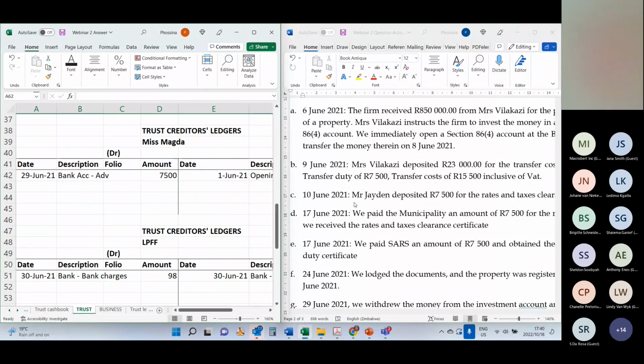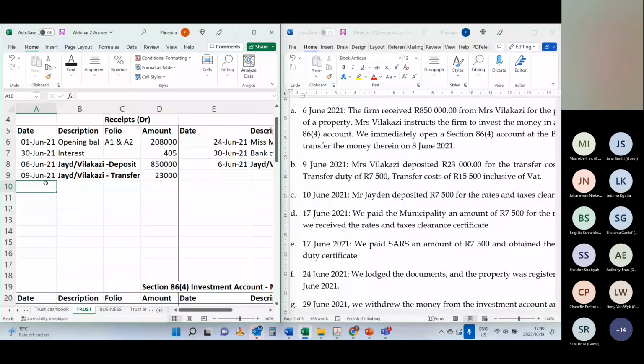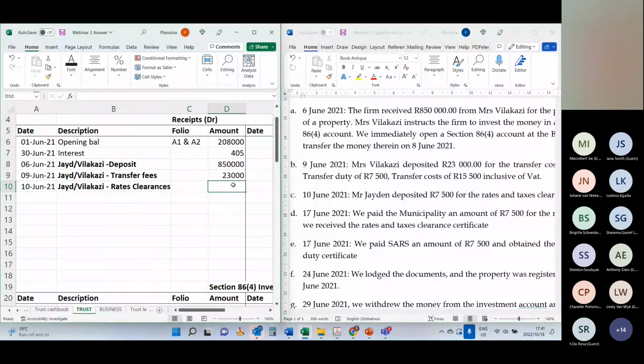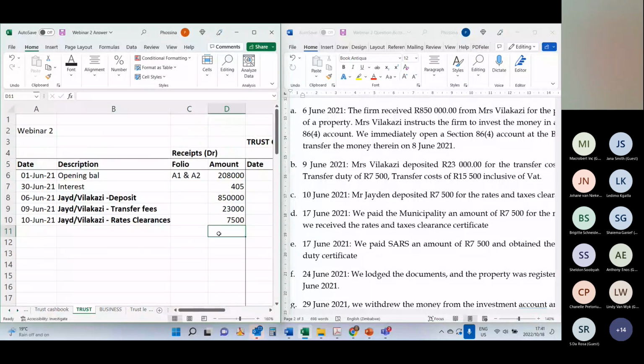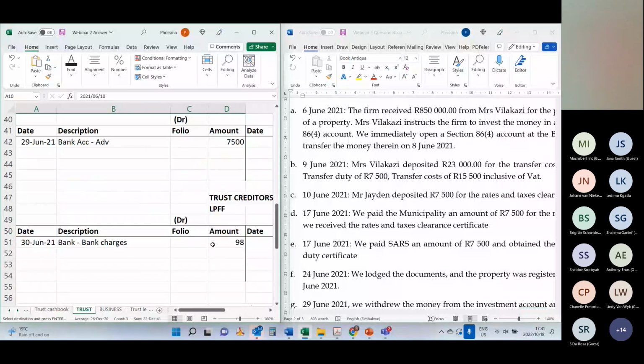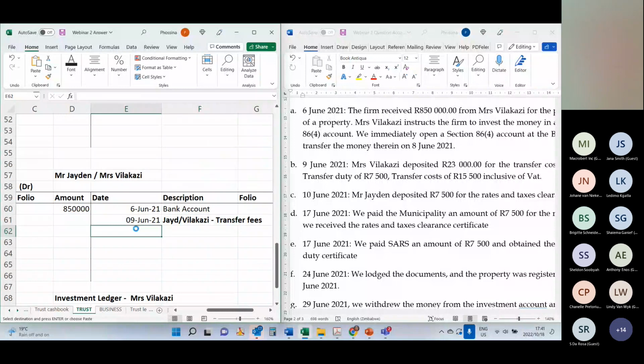And on 10 June, Mr. J deposits 7.5 for the rates and tax clearances. So it's the same. On 10 June, the trust account is receiving for this matter, and it's for rates for the municipality. You can always enlarge, and then how much? 7,500. So this is our trust cash received, 7,500. And then we also take the same transaction, remember, to our conveyancing matter, which is this one. We also put it there.